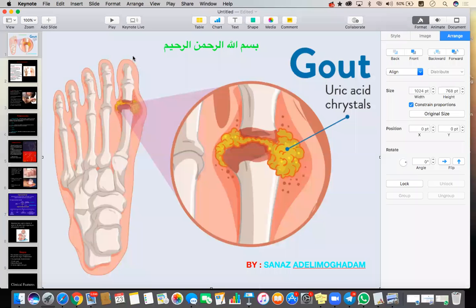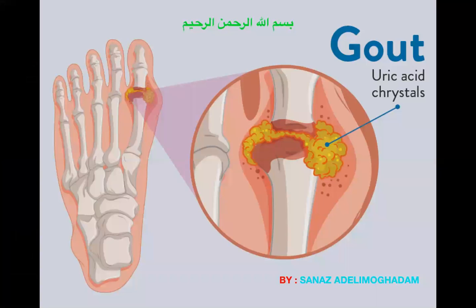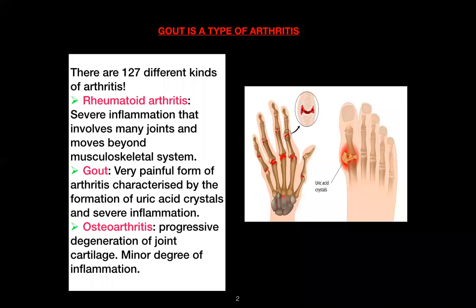Uric acid crystal. Okay, next one is gout. Gout is a type of arthritis. There are 127 different kinds of arthritis: rheumatoid arthritis, gout, and osteoarthritis.